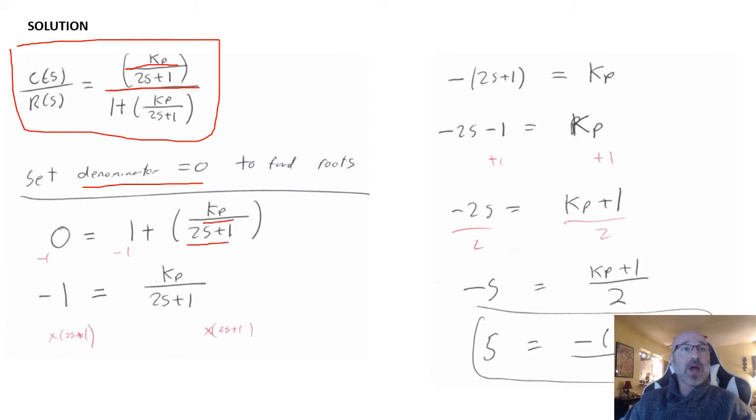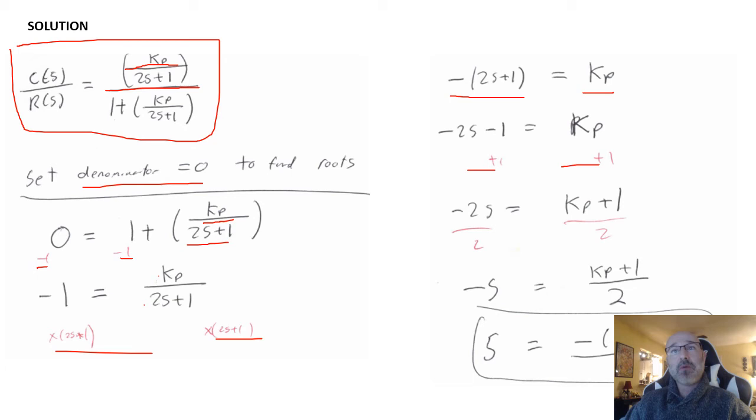Well, let's move things around, solve this thing here for S. So what I want to do to solve it for S is I can subtract a 1 there and subtract a 1 here. What I end up with now is negative 1 is equal to K sub P over 2S plus 1. So the next thing I want to do is multiply both sides by 2S plus 1. Multiply them both by 2S plus 1. I end up with negative (2S plus 1) is equal to my K sub P.